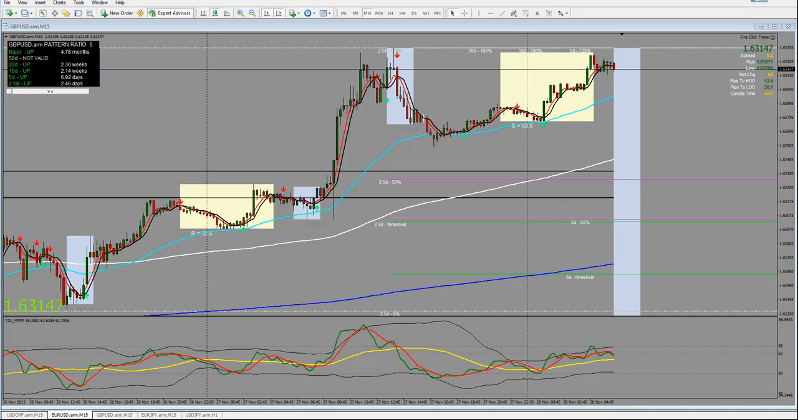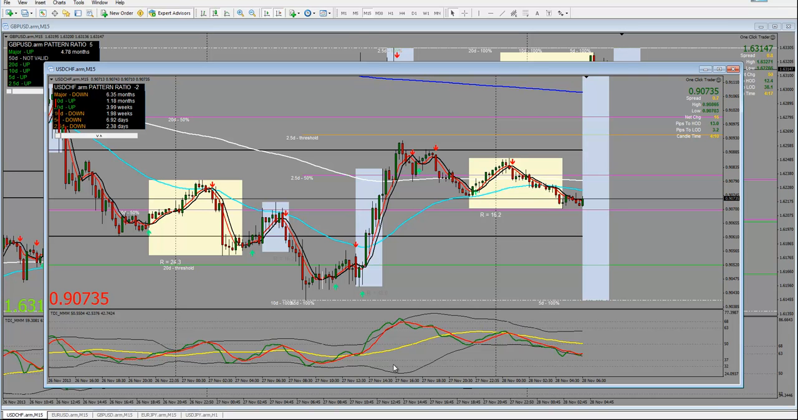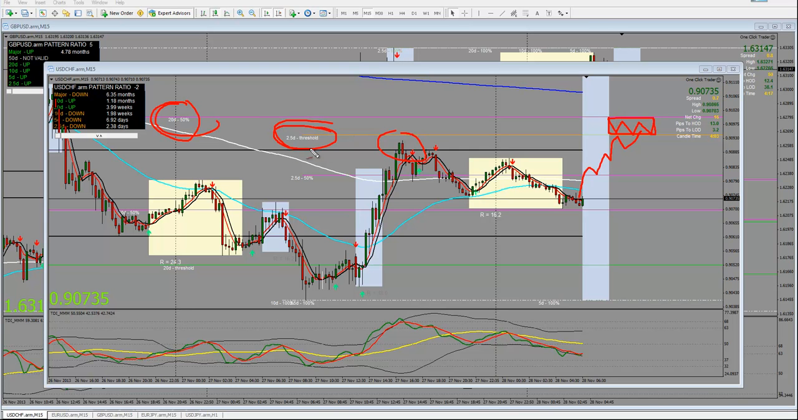Okay, now let's have a look at the dollar Swiss. Of course, it's the opposite of the euro. So what I'm expecting this morning is, as this 2.5 day threshold has not been hit, I expect it to be hit with three small swipes, double top, and I like this zone here. This is a fantastic zone where we're looking at the 20-day threshold and 50%, and the 2.5 day threshold.